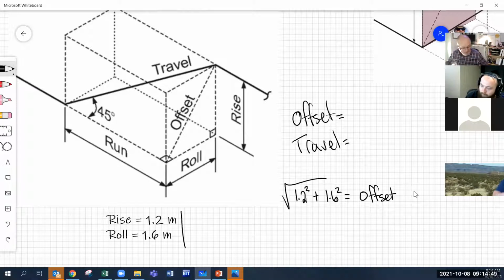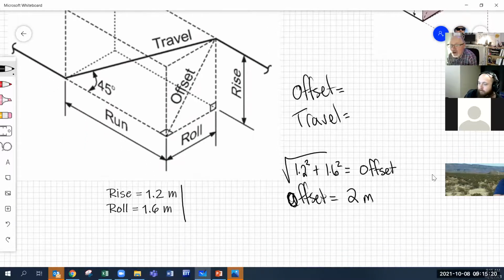So if I do that math, I have a calculator somewhere here. 1.6 squared equals, shift, square root. So did you get your offset? Oh, I spelled that wrong. Offset is equal to 2 meters. Okay, so now once we have the offset, then we can get the travel.